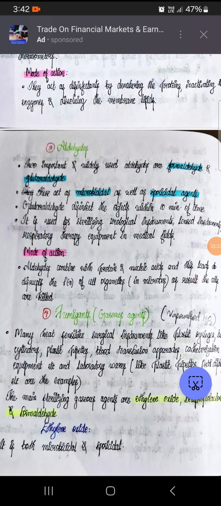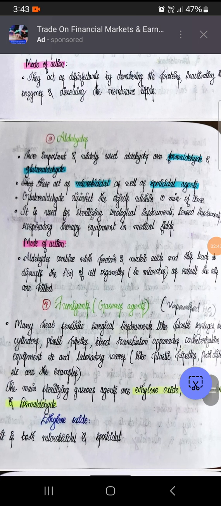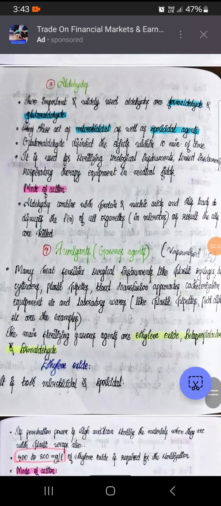Aldehydes. Most commonly used aldehydes are formaldehyde and glutaraldehyde. They are microbicidal as well as sporicidal, that is, they have the ability to kill spores as well as microbial cells. Their mode of action is that aldehydes combine with proteins and nucleic acids, and this disrupts the function of cell organelles and results in the cells being killed.